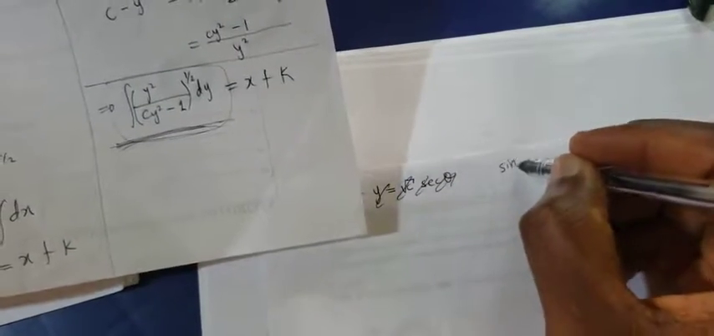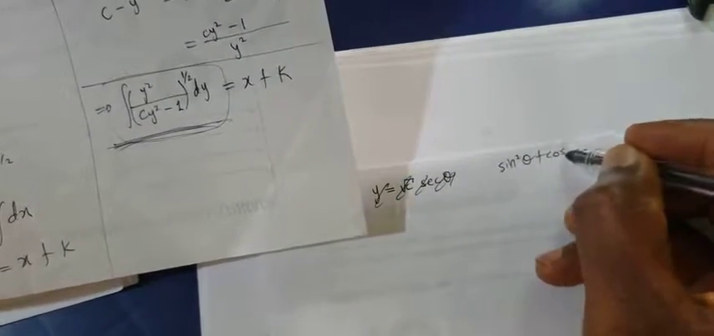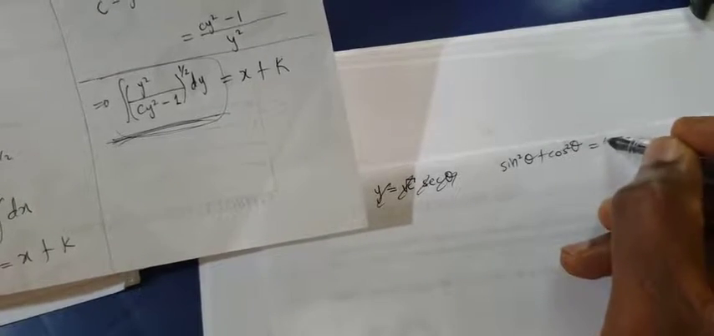At the end of the day, I want to have something like sec square theta minus 1, so that I can equate that to tan square theta. We know that sine square theta plus cos square theta is equal to 1.